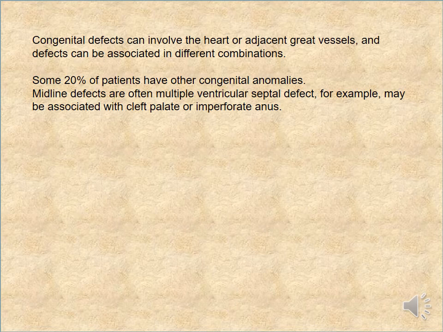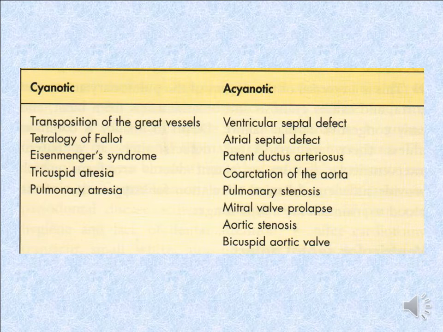Midline defects are often multiple. Ventricular septal defects, for example, may be associated with cleft palate or imperforate anus. We have divided the congenital heart disease into 2 categories, the cyanotic and acyanotic. The cyanotic congenital heart disease, like transposition of great vessels, tetralogy of Fallot, Eisenmenger syndrome, tricuspid atresia, pulmonary atresia. Acyanotic, that have ventricular septal defect, atrial septal defect, patent ductus arteriosus, coarctation of aorta, pulmonary stenosis, mitral valve prolapse, aortic stenosis, bicuspid aortic valve.